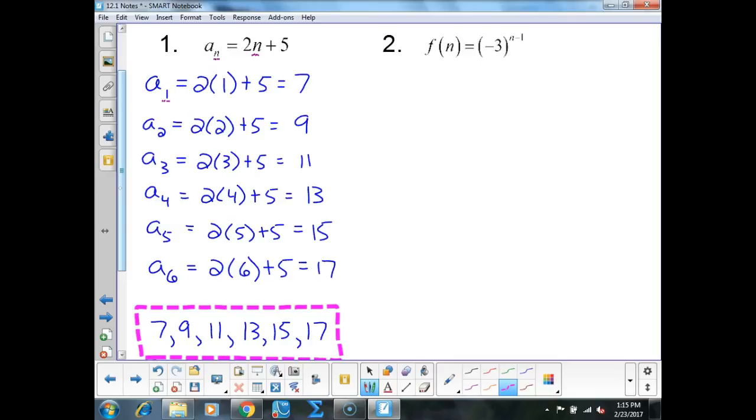Over here in this one, write out the first 6 terms. So I'm going to make my first term a sub 1. I'm going to make n be 1. So my first term is 1. Because if I put 1 in for n, 1 minus 1 is 0, and anything to the 0 power is 1.